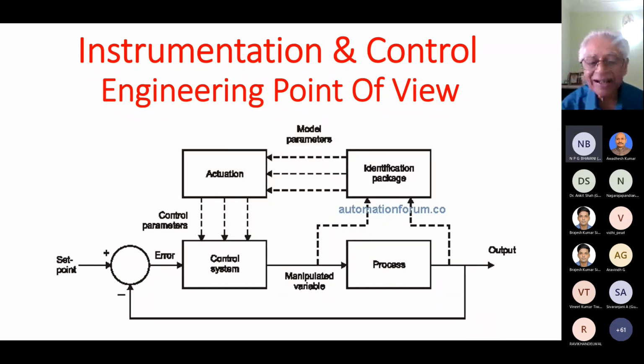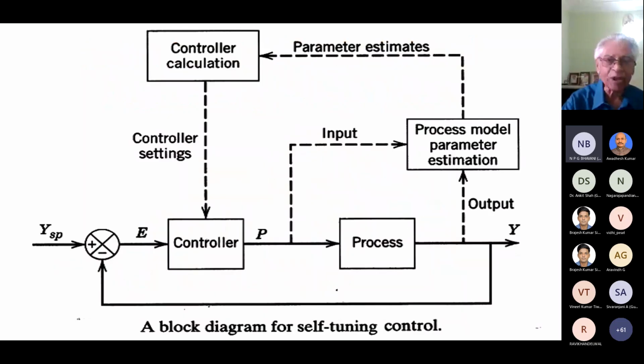These three inputs are given to the actuator, and three outputs obtained from the actuators are then given to the control system, and the error in the form of set point and feedback output is also fed to the control system. Then that is given as the manipulated variable, and this manipulated variable is given to the process, and the output is obtained. So this is the instrumentation and control engineering point of view. You have a block like this, which is also sometimes known as self-tuned or adaptive control.